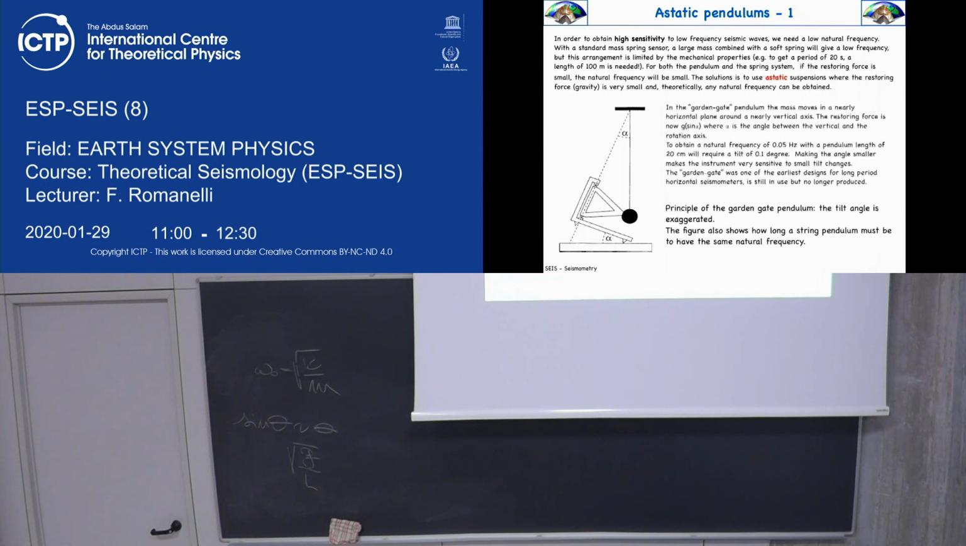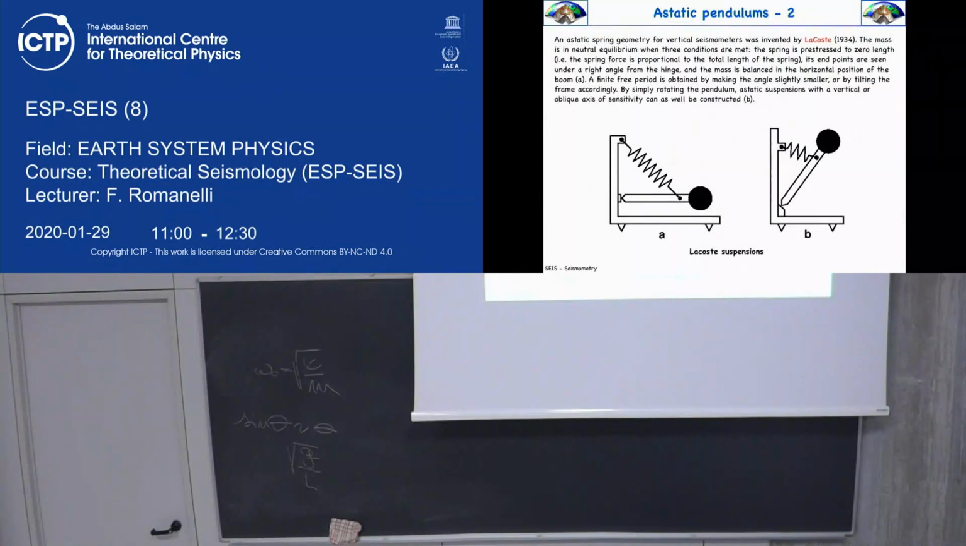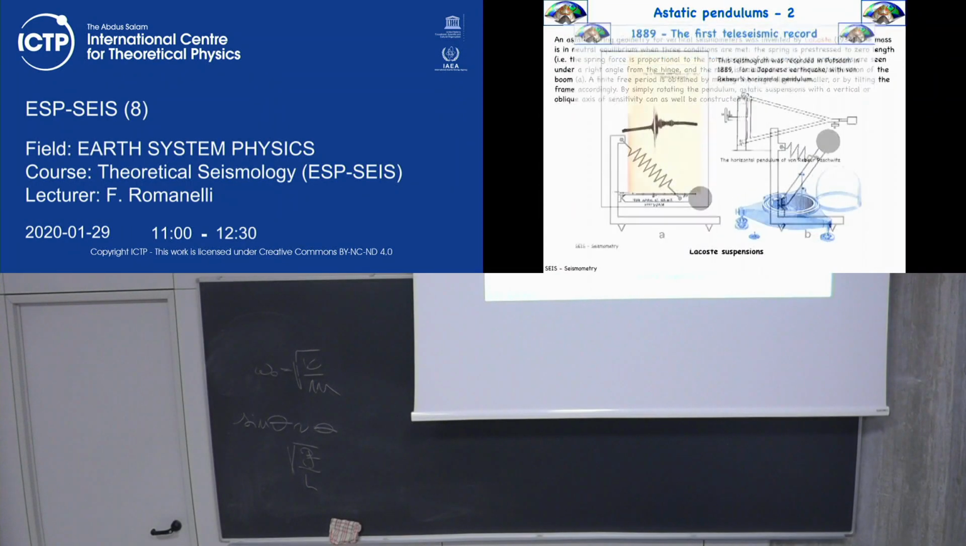Actually now, the restoring force, I should have been writing it somewhere. Okay, here it is. It's proportional now to the sine of the angle. Now with small angles, this is becoming smaller. And so the restoring force here is diminished, so you're going to long periods. In jargon, these are called static systems. And this is the base of most of the instruments that were used in the early times of seismology.